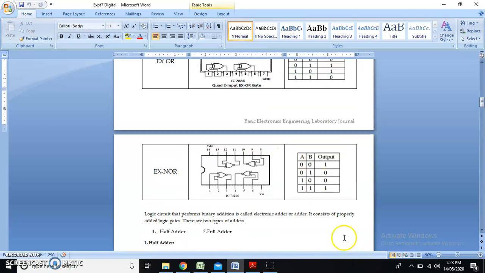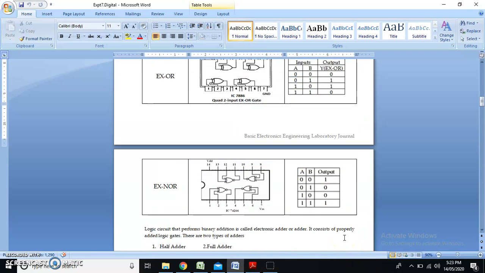And what is the table? Complement or inversion or NOT of XOR. So when both the inputs are same, then only the output will be 1, else the output is 0. So when both the inputs are same, 0, 0 and 1, 1 are the same condition, output is 1, else for the middle two cases output is 0.